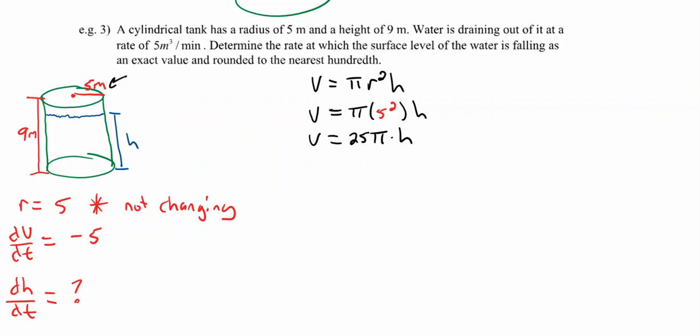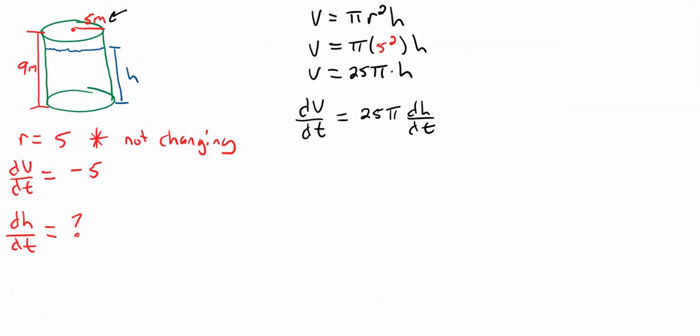Let's take the derivative. So the derivative of V is dV/dt. This 25 just kind of gets pulled out, right? I don't have to worry about taking the derivative of that. So it's just 25 pi. And then the derivative of h is dh/dt. Perfect. Those are some of the things I know, right?